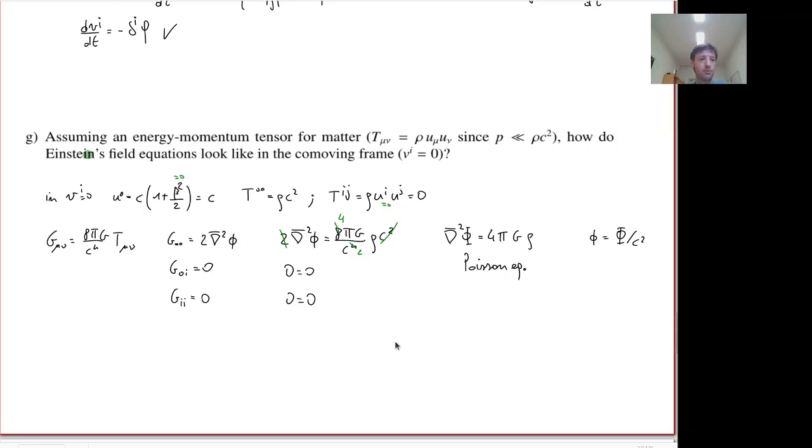Last part is very simple. We just need to compute Einstein field equations for this non-relativistic fluid. You know, that non-relativistic fluid has an energy momentum tensor where the pressure is negligible, so it's only this part here. And we want to compute them in the comoving frame where the velocity is equal to 0.